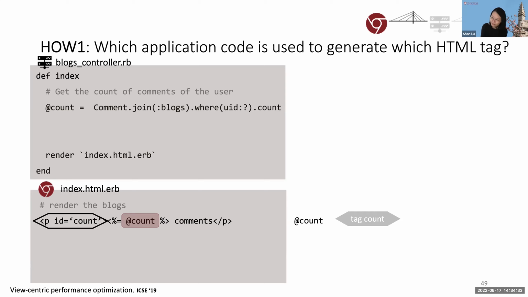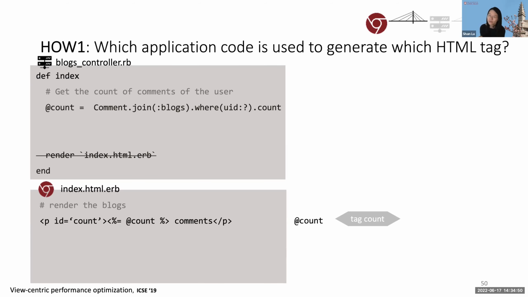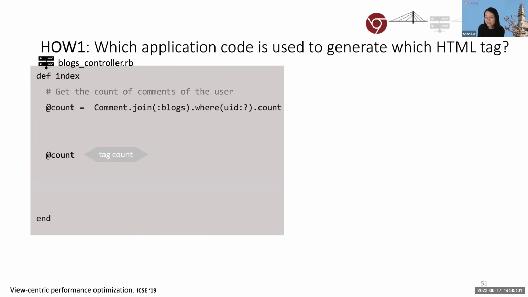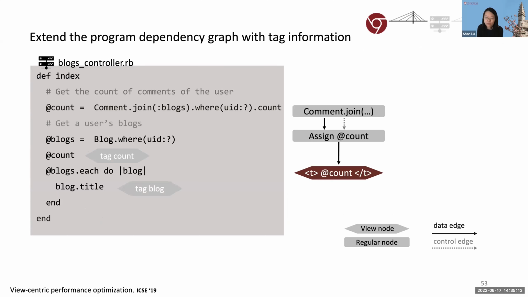I will know that this count, its cost is related to that particular HTML. Okay, so we extract this information and we essentially just embed it into the original function. It's kind of like we replace the render with a list of HTML tag information and variable information that is used in the HTML that is going to be rendered. So essentially, we just extend the original program dependency graph with those extra variables that are in the rendered HTML file and with the HTML tag information.